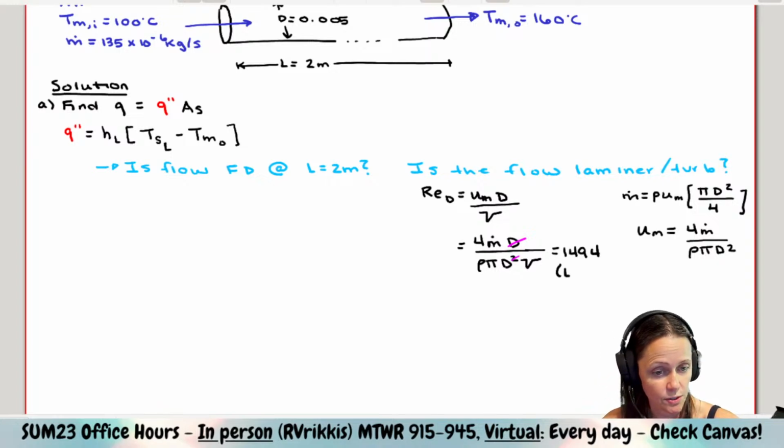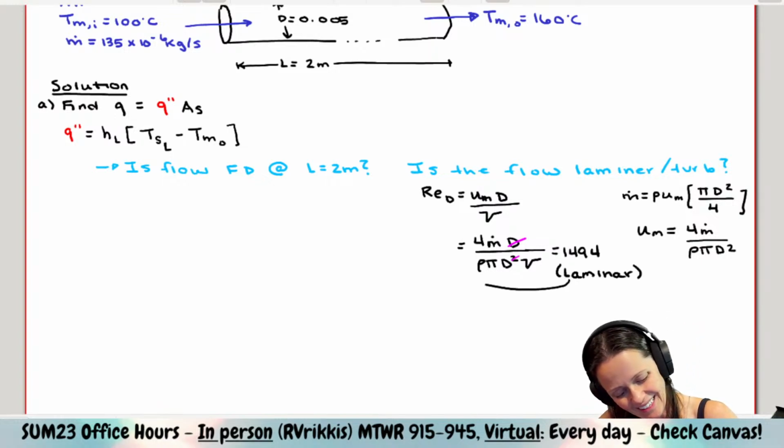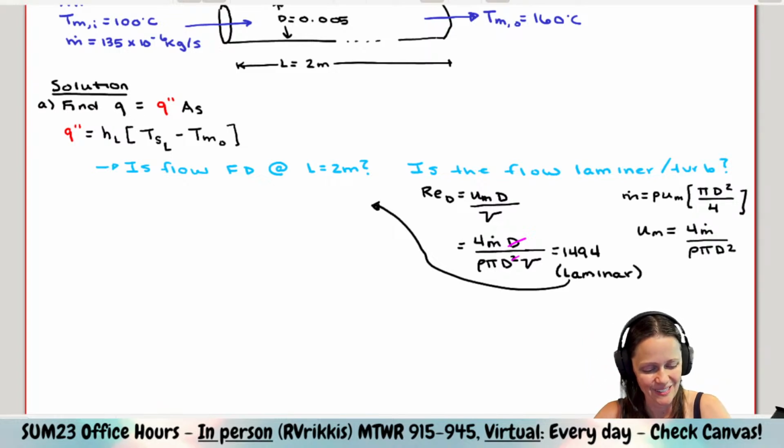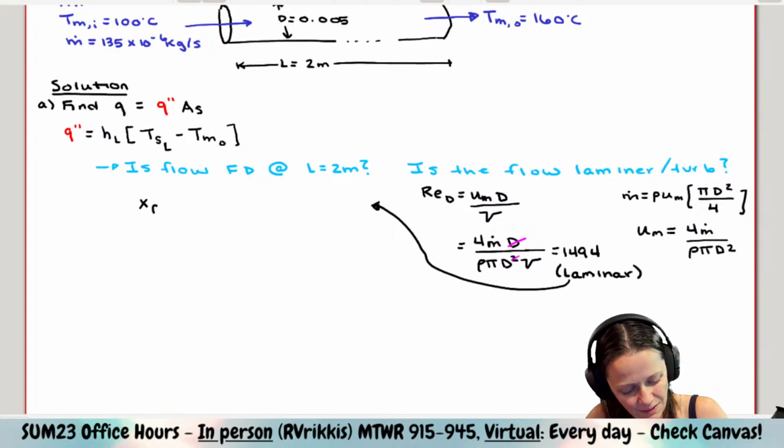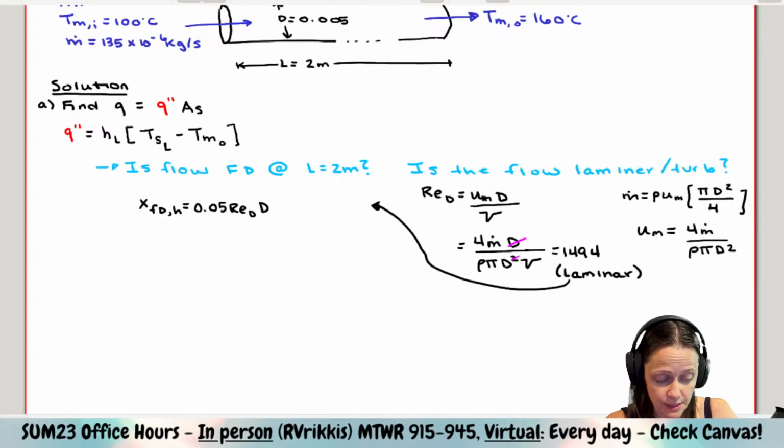And so that just tells me that it's laminar. And so that's going to dictate which relationships I use over here. So let's see if it's fully developed hydrodynamically. So this is 0.05 times our Reynolds number times our diameter. I've got my Reynolds number now, so I just need to plug things in.